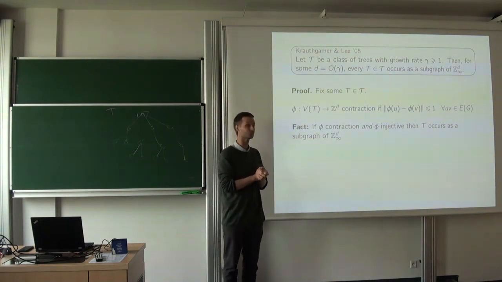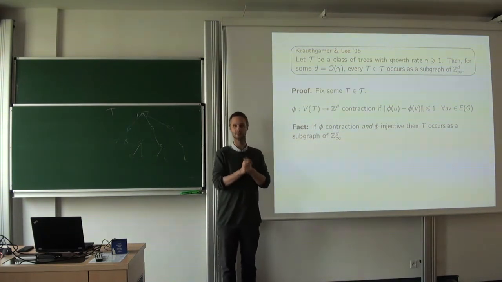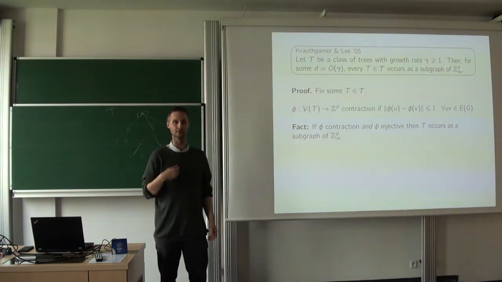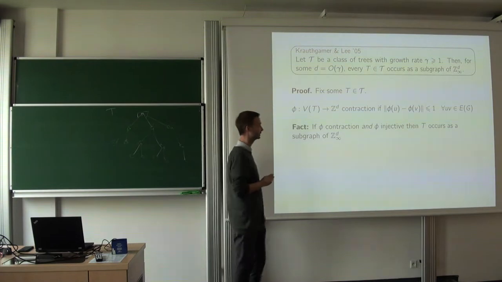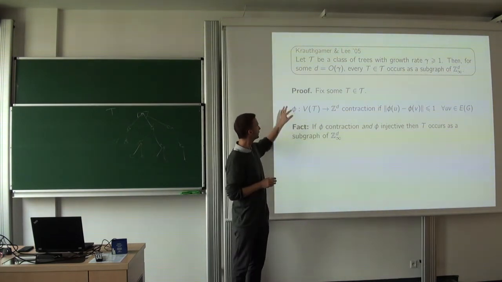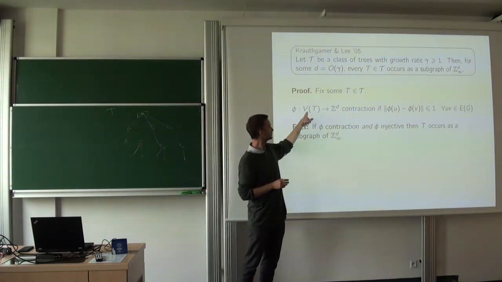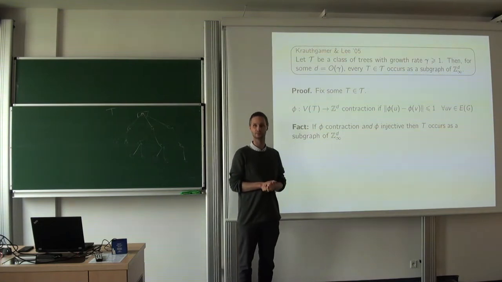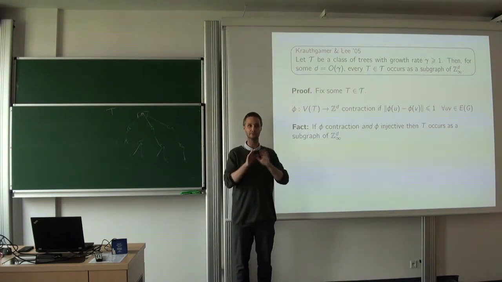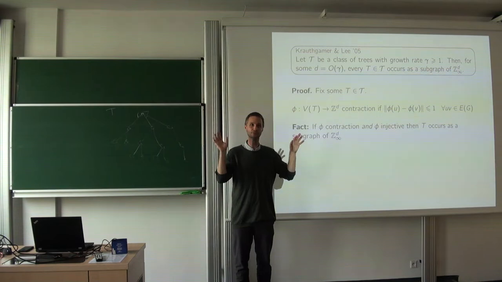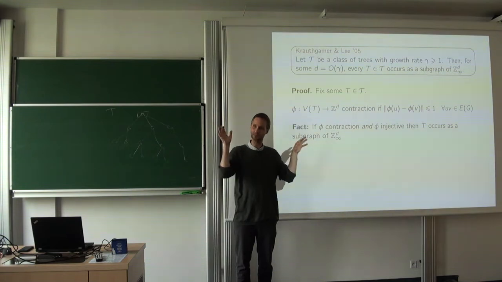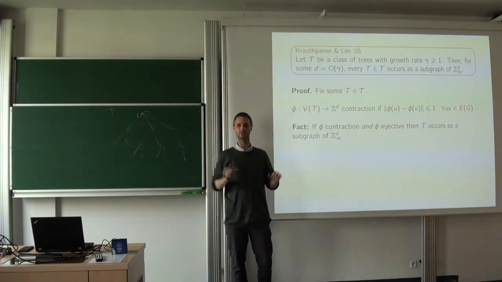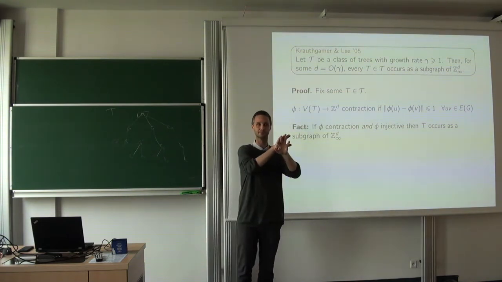I'm going to define what a contraction mapping is. This is an object that we are going to play with a lot, and it's a very easy notion, so let's make sure that it's clear for everyone. The idea is that you're going to embed the vertices of your tree into your space in Z to the D, but this won't be an injective mapping. So it's completely fine to put distinct vertices on the same point. In a contraction mapping, it's completely allowed to have multiple vertices embedded in the same point.